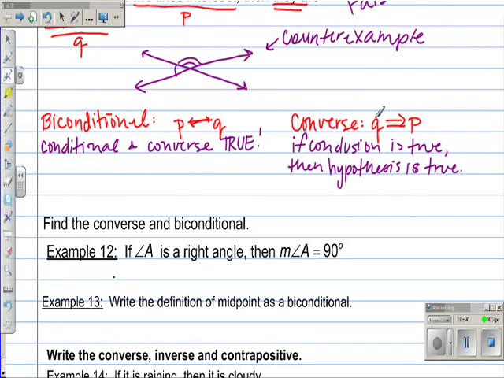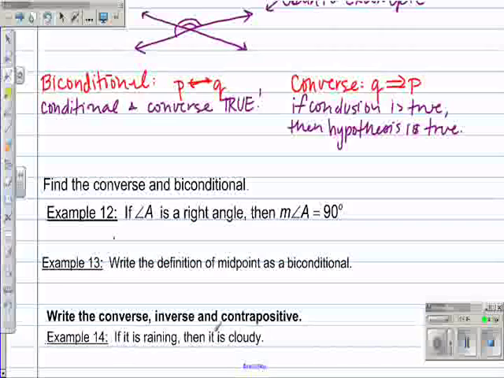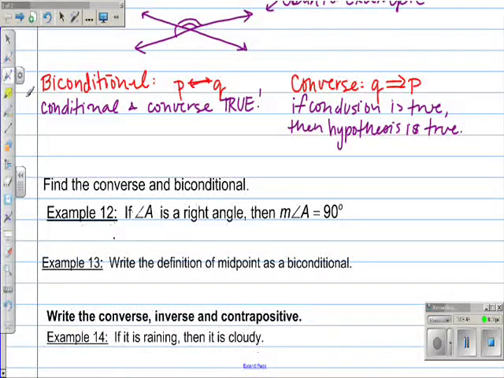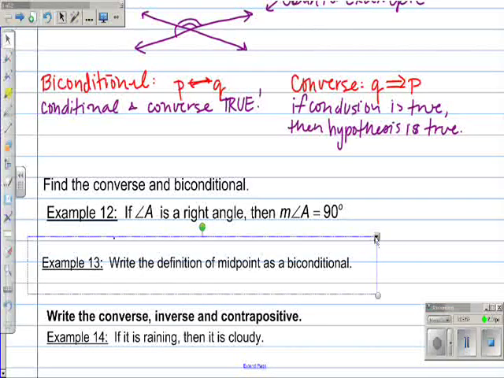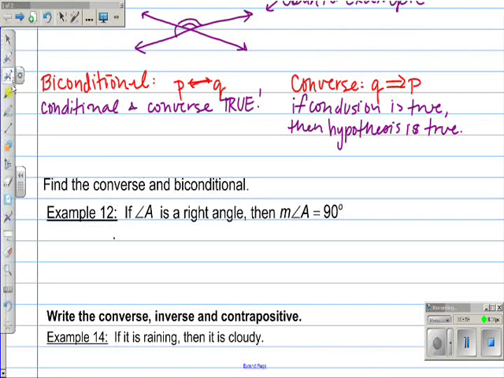Okay? So it's just backwards. If the conclusion, then the hypothesis. So for number 12, the conditional would just mean, let me delete that one. The converse first. If I said, this is my P, if it's a right angle, this is my Q, angle A is 90.